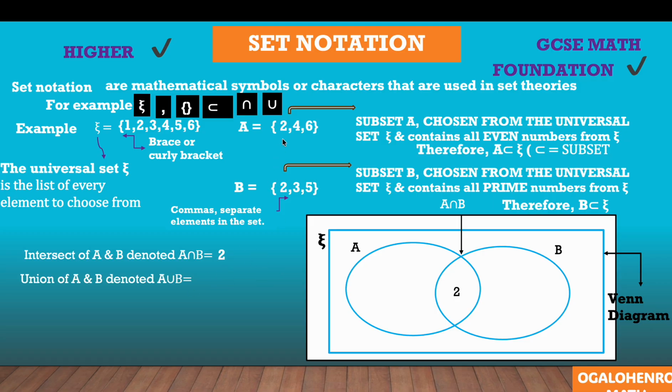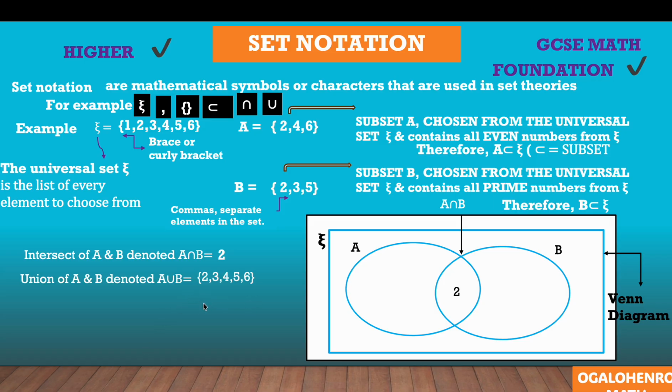So we go to A and B, pick 2, 3, 4, and 5, then 6, without repetition. So A union B will be this. Remember, we are looking for elements that are not in A and B. So these are all the elements in A and B. A union B contains all elements in A and B.